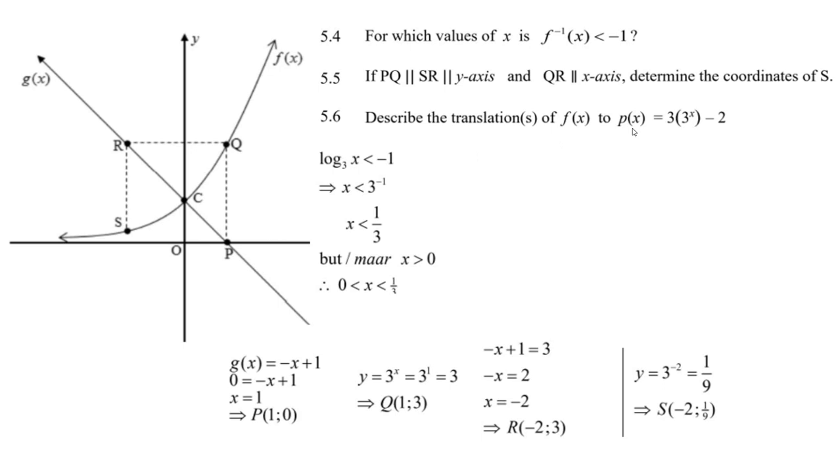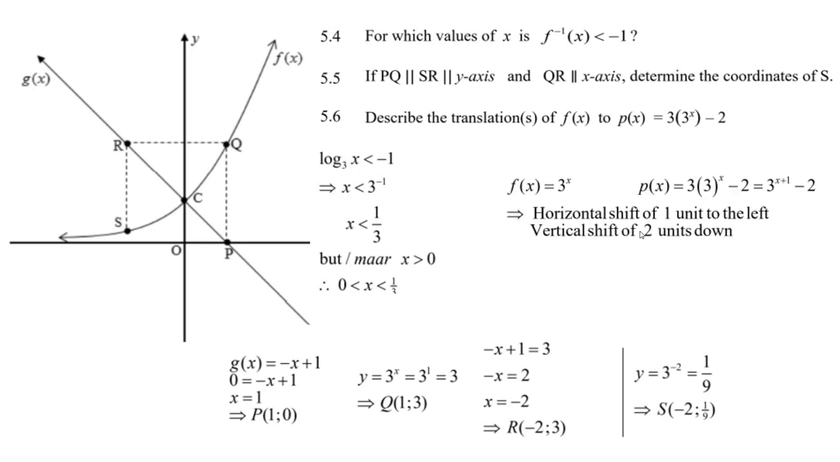Okay, the last question. Can you describe a translation of f of x, which is just y equals 3 to the x, to this, 3 times 3 to the x minus 2? Well, there's a bit of a trick here. You have to change this 3. That's 3 to the 1, isn't it? And 3 to the 1 times 3 to the x is 3 to the x plus 1. And now you should be able to read off your answers.